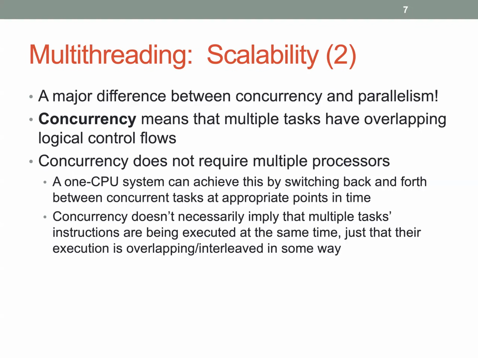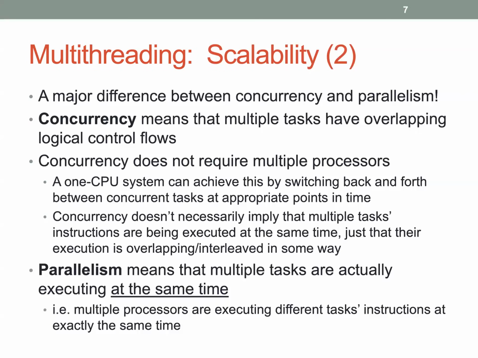Concurrency does not necessarily mean that two things are happening at once. At a high level they are, but at a low level they may still be executing in sequence. We just have this illusion of things happening at the same time. Now, parallelism means that multiple tasks are actually occurring at the same time.